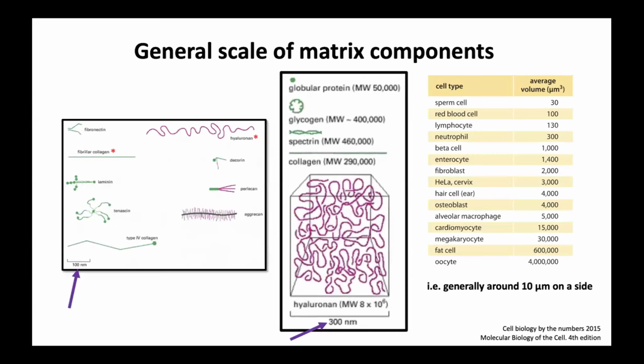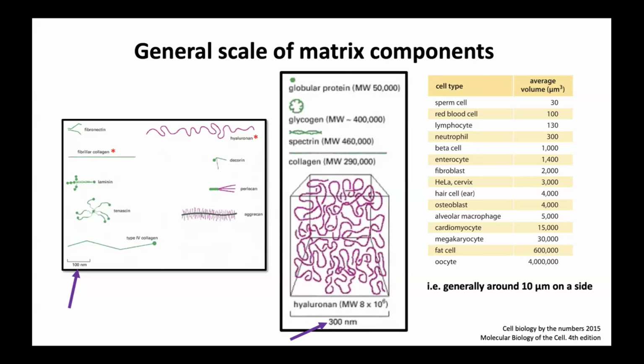So this is, I hate this slide, but every time I have to give a lecture on the ECM, I try to find an alternative and have thus far failed, including yesterday. So I just want to give you some sense of the scale of matrix components. And what I want you to take away is that they're really big.